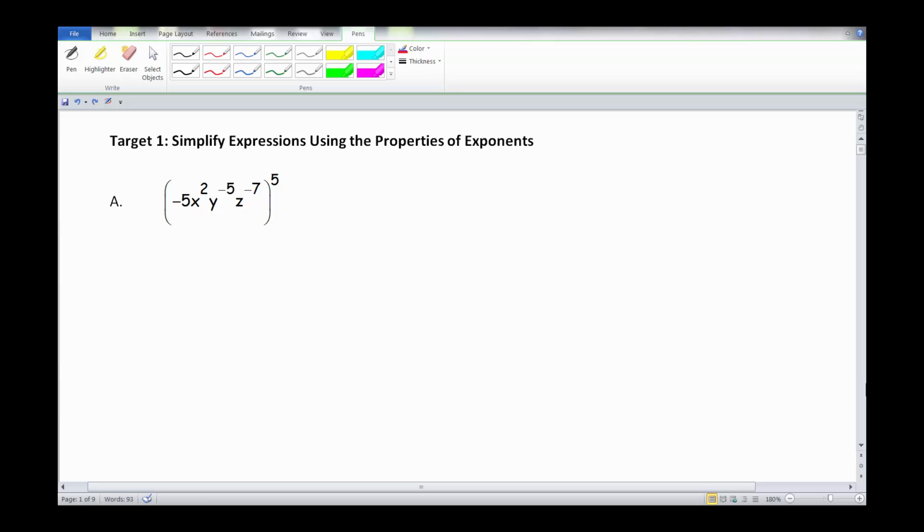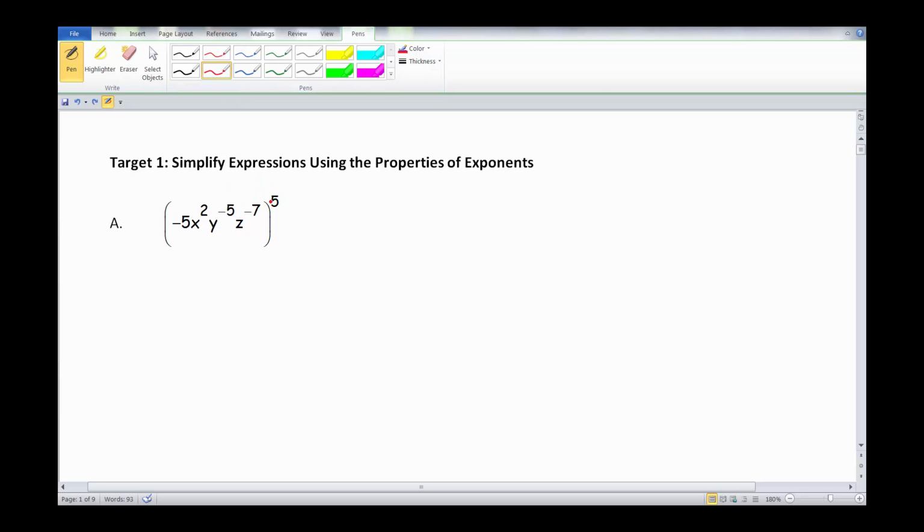Here we are looking at Target 1A from our Chapter 5 study guide. We're asked to simplify the expressions using some properties with exponents. Now, in just looking at our problem, we see that we have this entire base raised to that fifth power. So again, this entire set is inside of the parentheses, and that's all being raised to that fifth power.